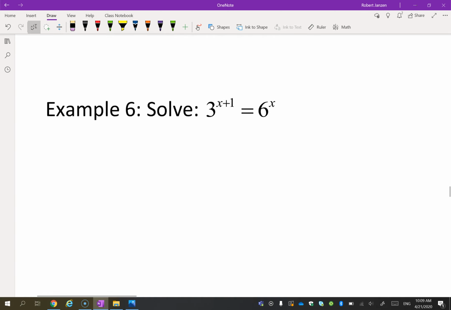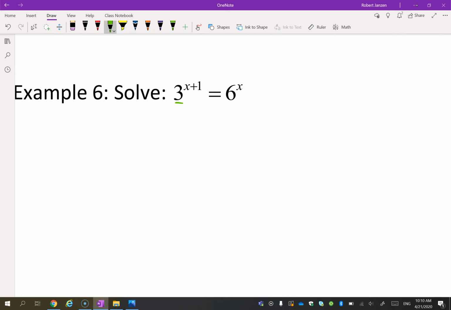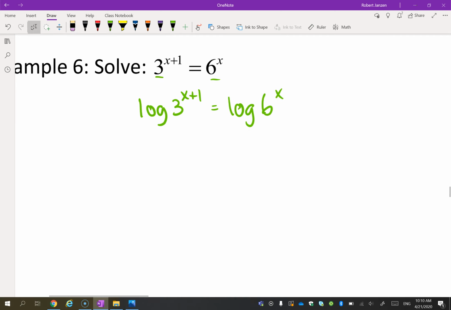Let's try the next one. Here again, these bases cannot be made the same, so we wouldn't be able to solve that. This is not type 1 or type 2 because there's no logs in the equation. So to solve this, you're going to take log of both sides. The reason we do that is it allows us to take the exponent and move it to the coefficient.